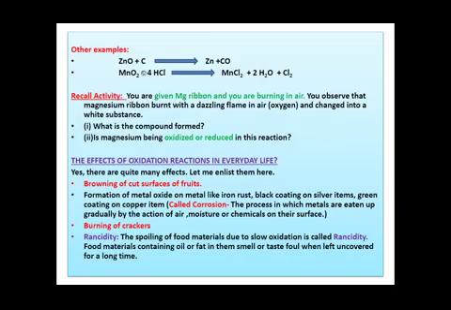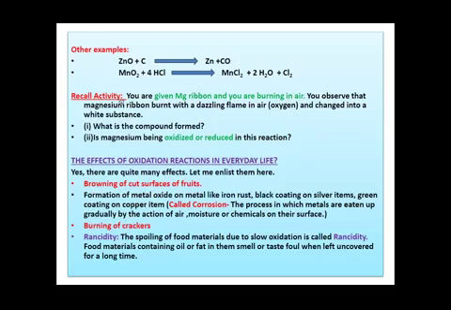Other examples are when zinc oxide combines with carbon to form zinc and carbon monoxide. Clearly you can see from zinc oxide oxygen is removed, so zinc is reduced. Reduction is happening over here. In the carbon, oxygen is added, so oxidation is happening over here. Next example is when magnesium oxide reacts with hydrogen chloride to form magnesium chloride, water and chlorine gas is evolved. Here magnesium oxide is reduced to magnesium chloride, whereas hydrogen chloride is oxidized to chlorine.